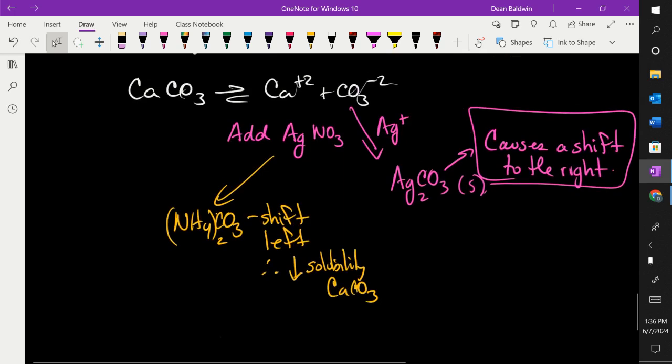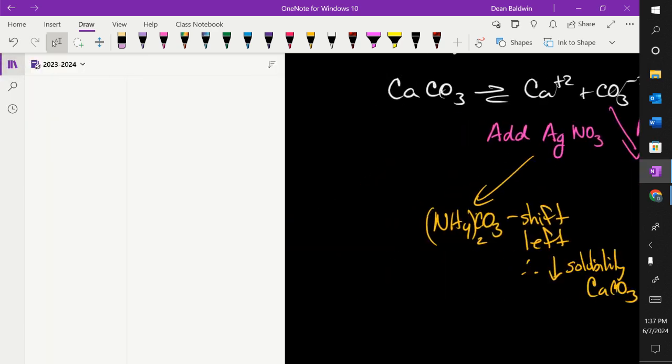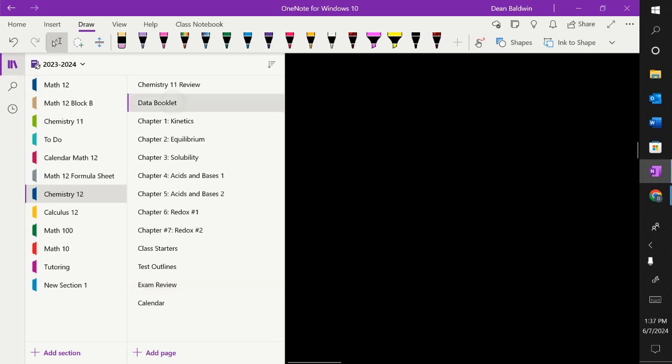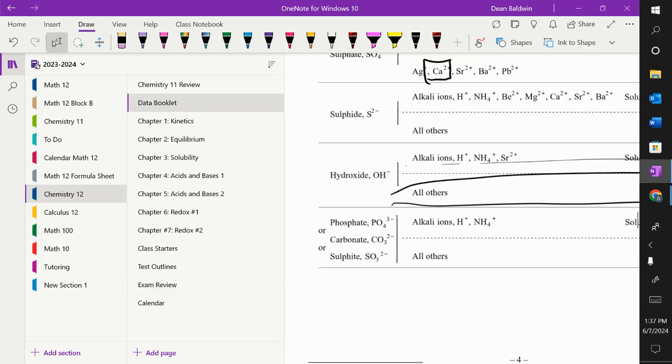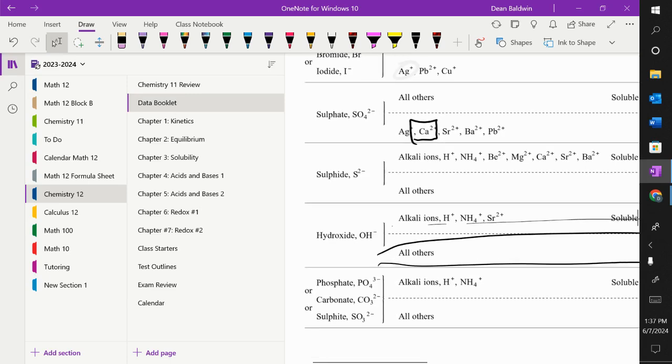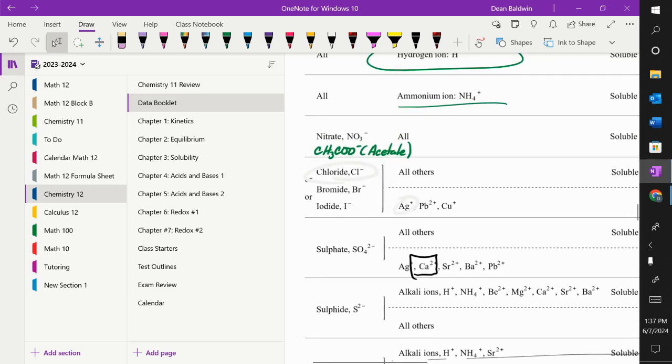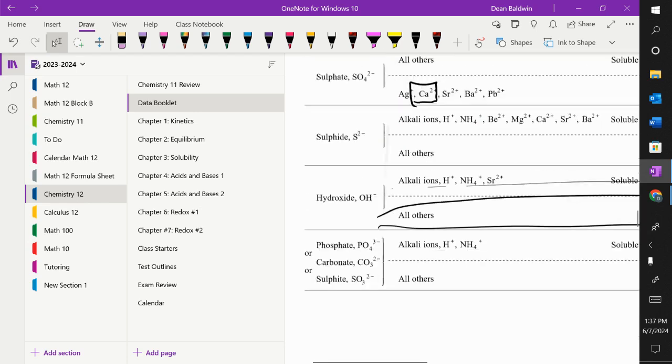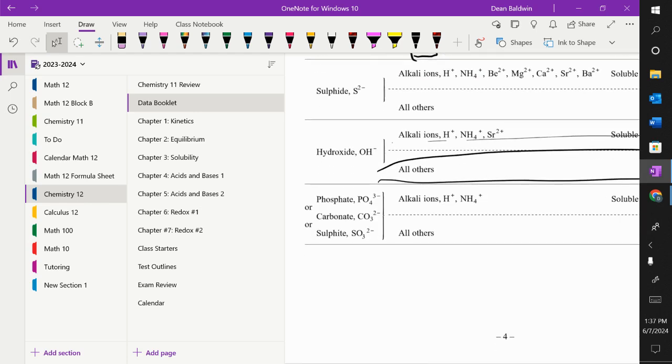Why is it decreasing with ammonium carbonate? Because this carbonate is going to ionize, right? Because ammonium and carbonate, if you look at your data package, is... Hang on, I'm asking this question. Ammonium carbonate. Where's ammonium? There it is. Ammonium carbonate is soluble, so it'll ionize.